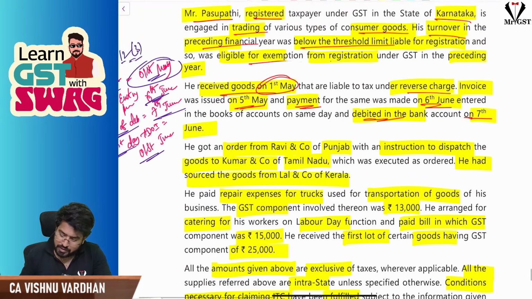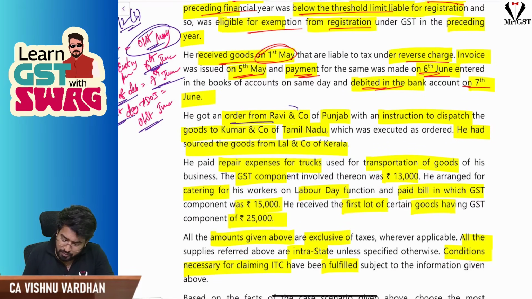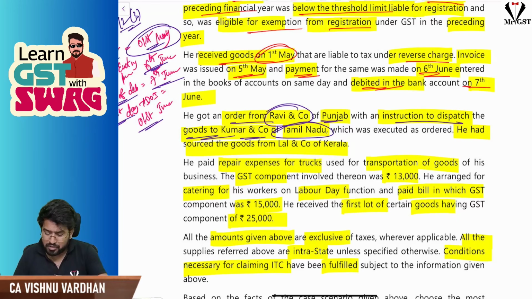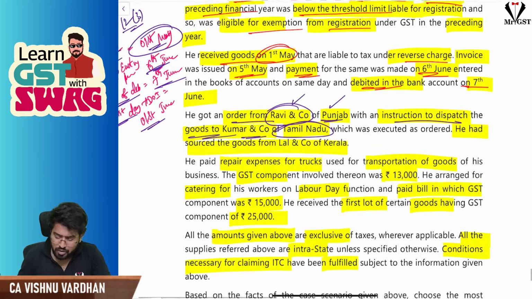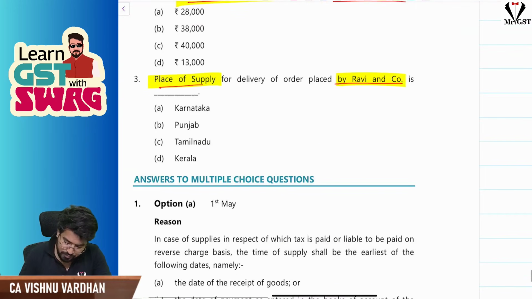Okay. Next, he got an order from Ravi and Co. Punjab with an instruction to dispatch the goods to Kumar and Co. of Tamil Nadu. You know, bill to ship to model. So obviously, who is giving instruction? Ravi and Co. Punjab will be the place of supply. Simple one.